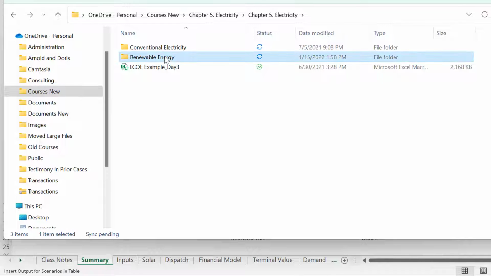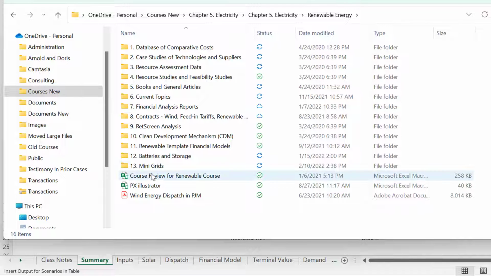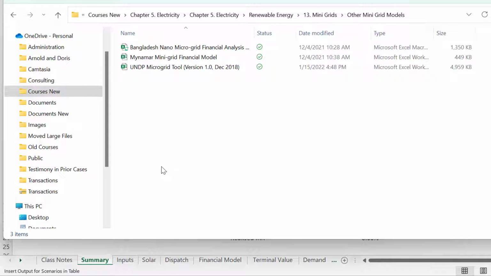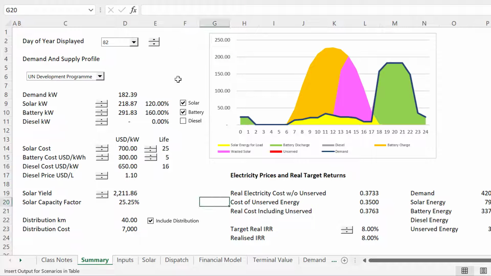If you go to chapter 5, renewable energy, and then you go to mini grids, we can just see a little bit on how other people do it. If you order this, you have to send me an email and I might bother you a whole lot. I won't bother you, I promise. And then we go to other mini grid models, and I've got a few. Let's just look at a couple of them. Let's look at this Bangladesh one, okay?